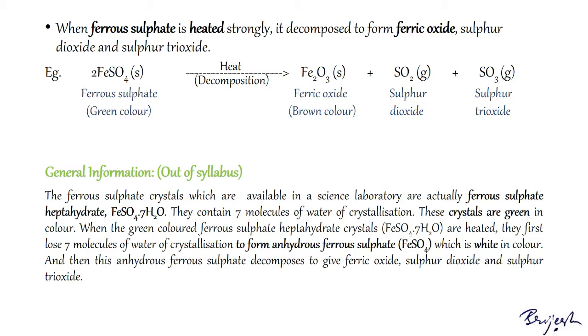Note that when the green colored ferrous sulphate heptahydrate crystals are heated, they first lose 7 molecules of water of crystallization to form anhydrous ferrous sulphate, which is white in color, and then this anhydrous ferrous sulphate decomposes to give ferric oxide, sulfur dioxide and sulfur trioxide.